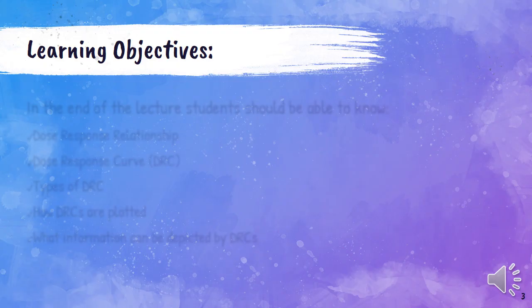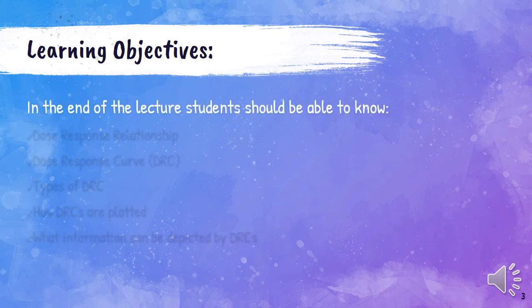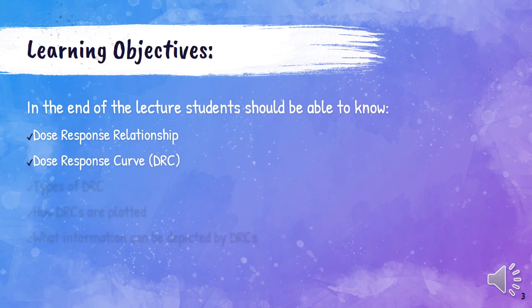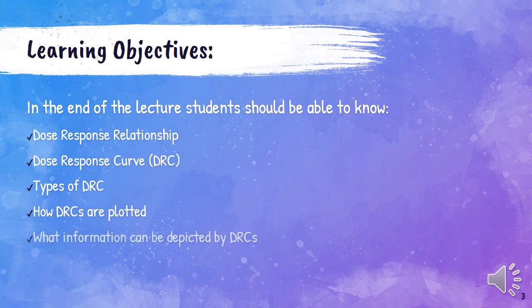So, the learning objectives of today's lecture are, by the end of the lecture, you should know what is actually dose-response relationship, what are dose response curves, what are various types of dose response curves, how they are plotted, and what information can be depicted by dose response curves.